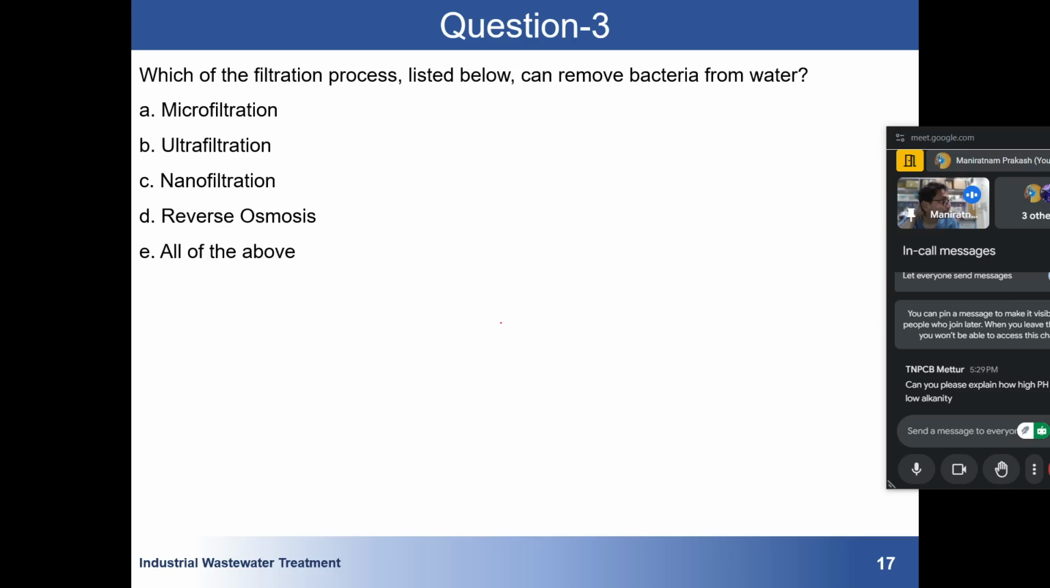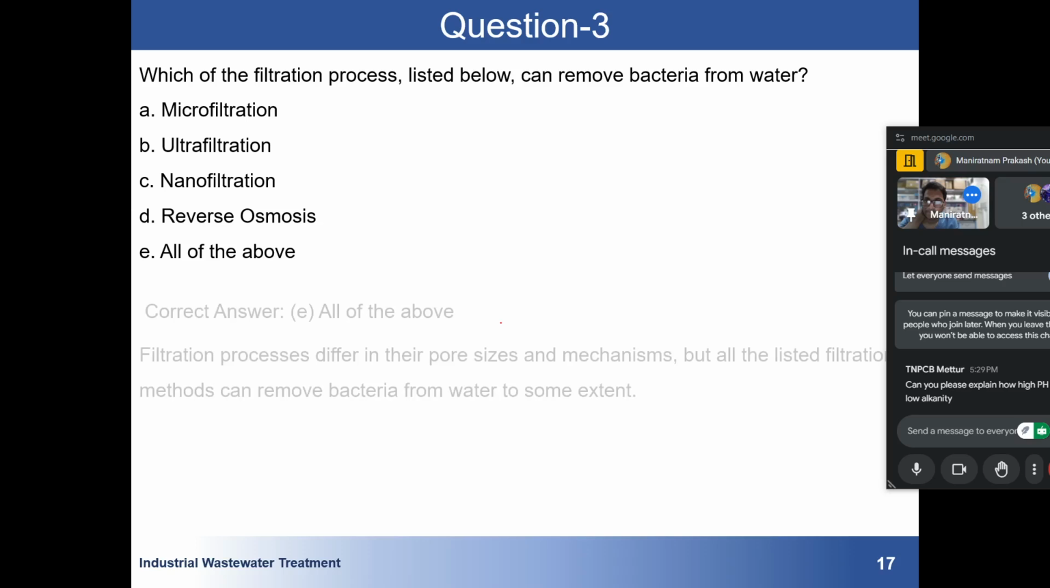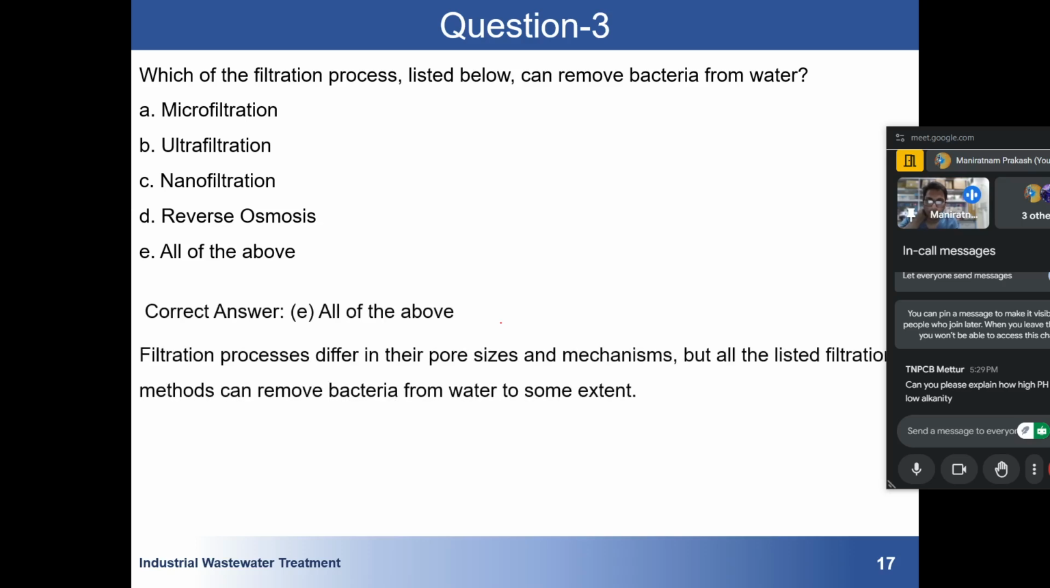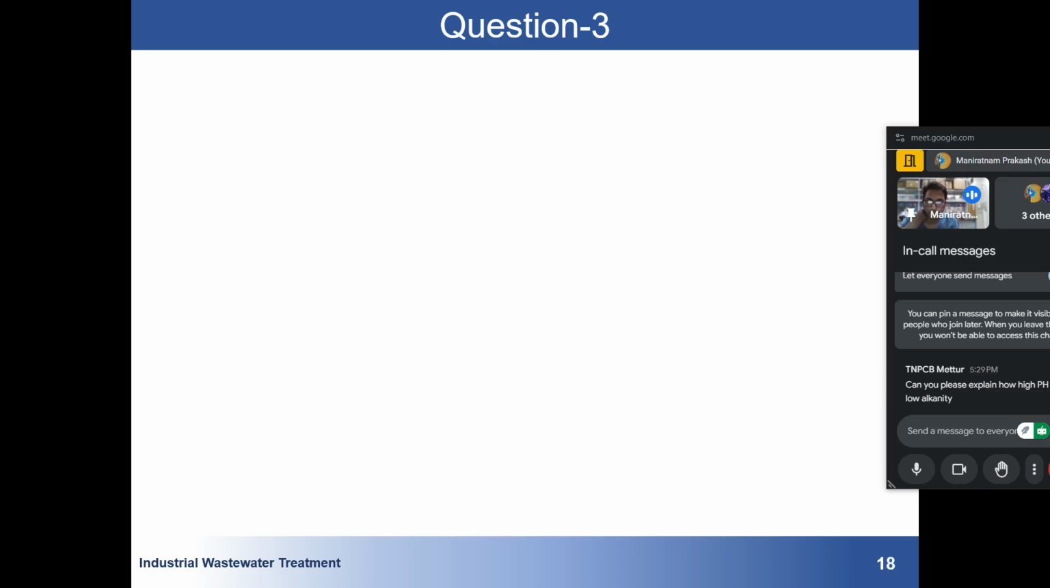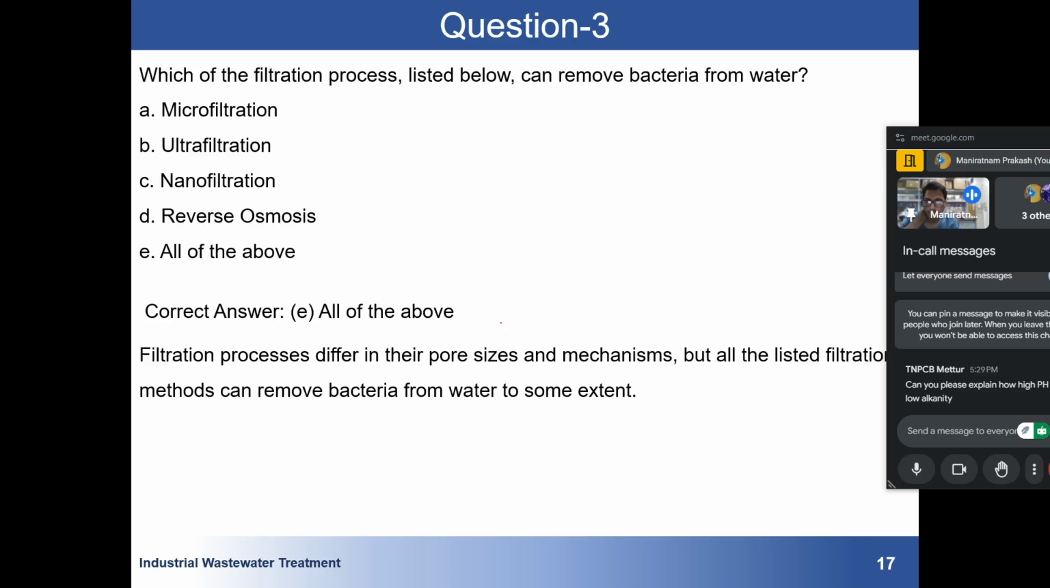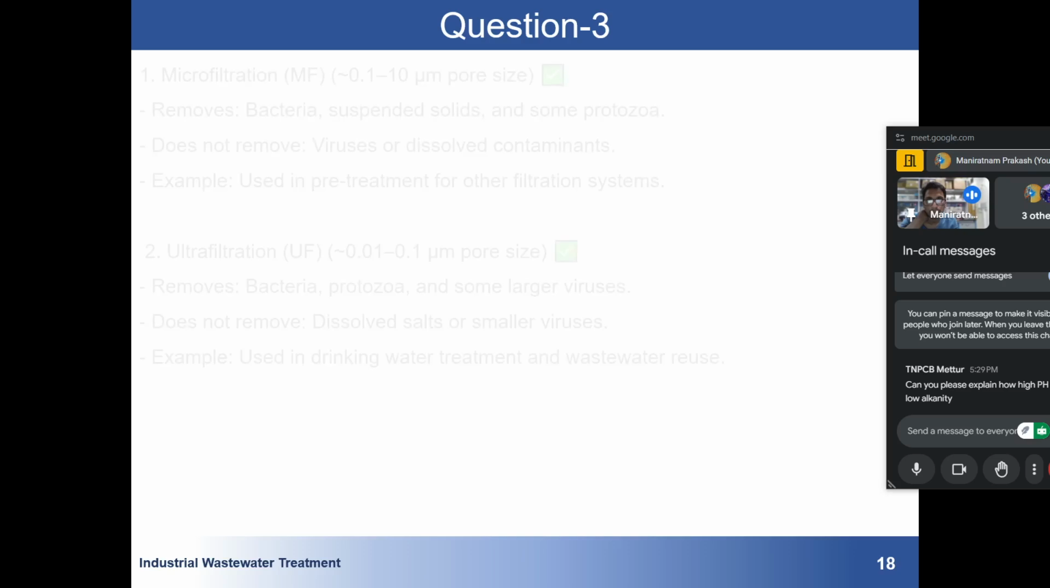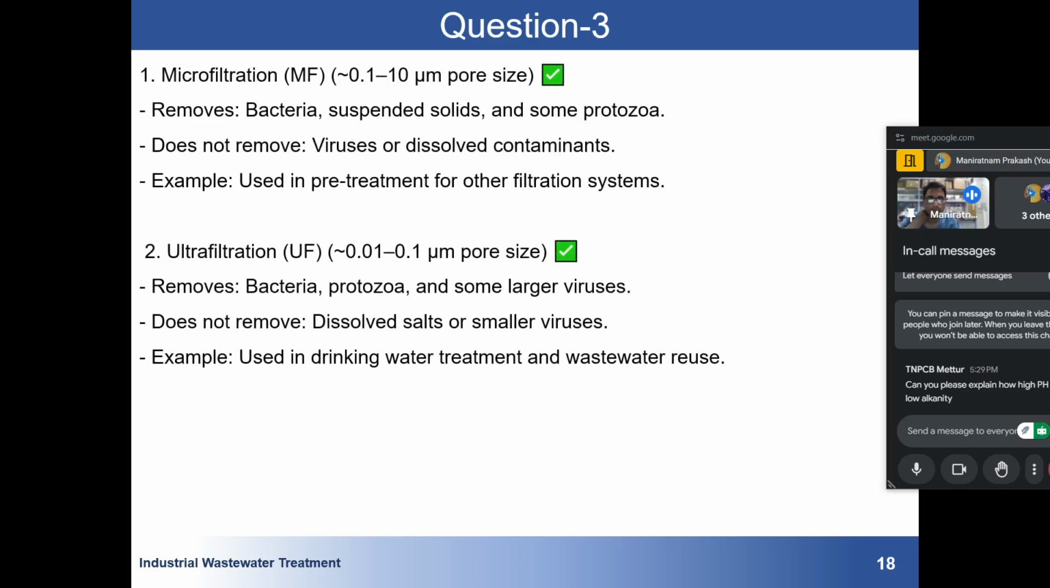So this was our question number 3: which of the filtration processes listed below can remove bacteria from the water? The correct answer is all of the above. Filtration processes differ in pore size and mechanism, but all these listed filtration methods can remove bacteria from water to some extent. So we will be looking at the size of different filtration.